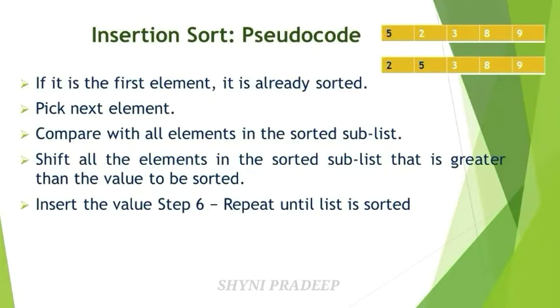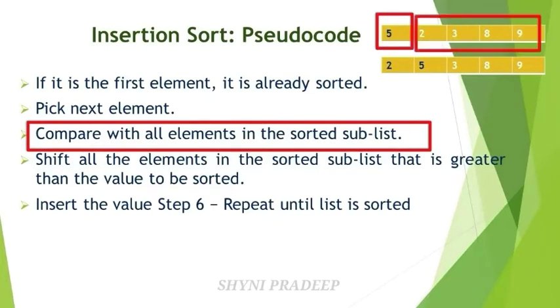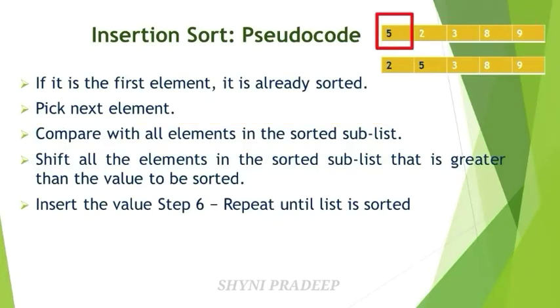In the second point, pick the next element. Okay. Pick the next element. So take the next element. Okay. Which element? 2. This is the next element. Compare with all elements in the sorted sublist. So this element is sorted. These elements are not sorted. Okay, unsorted elements. So compare this second element with all elements in this sorted sublist. Sorted sublist means what? This number. Okay. So compare these 2 elements.